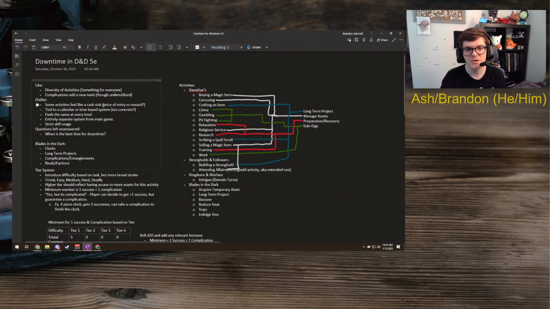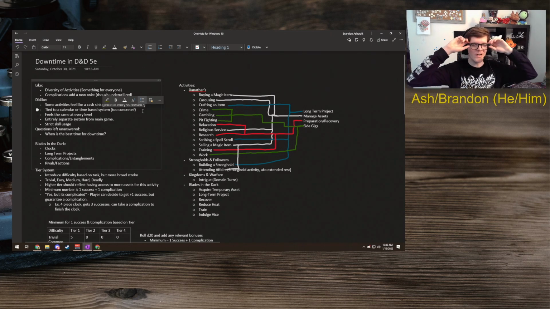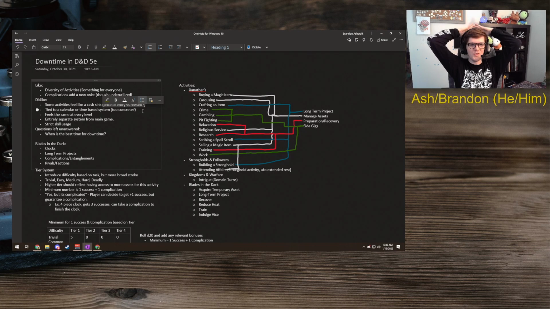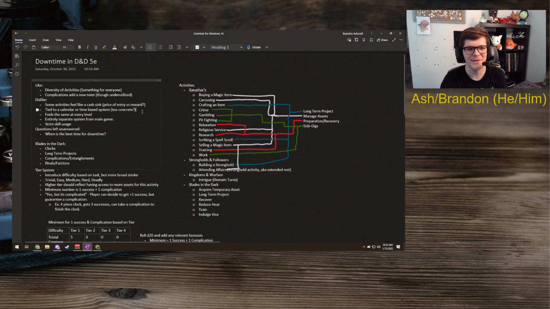Dislikes: some activities just feel like a cash sink, the price of entry versus the reward. I really think that with religious service and carousing in Xanathar's, it requires a lot of gold at the beginning for a couple of favors that the DM may or may not let you take the way you want.